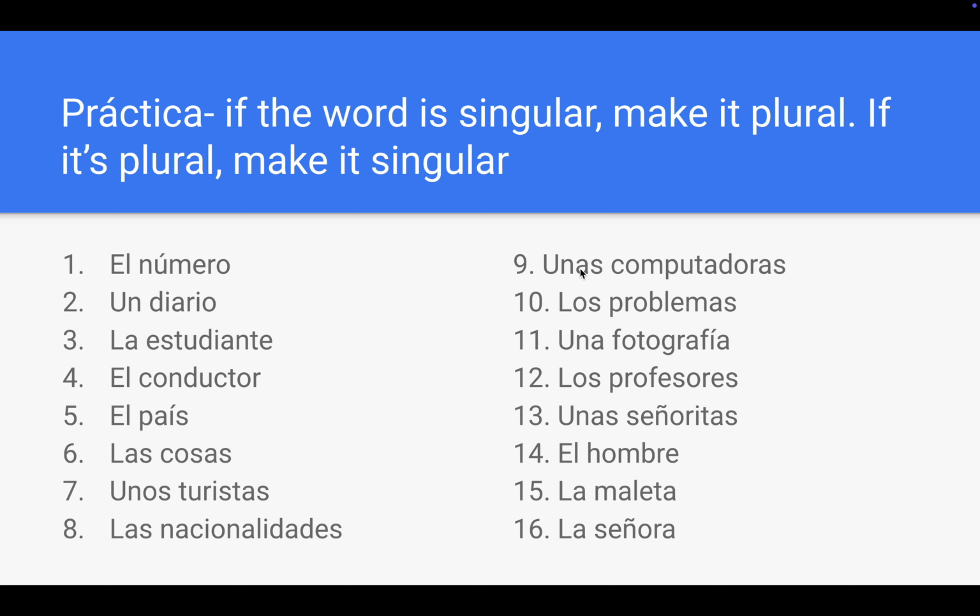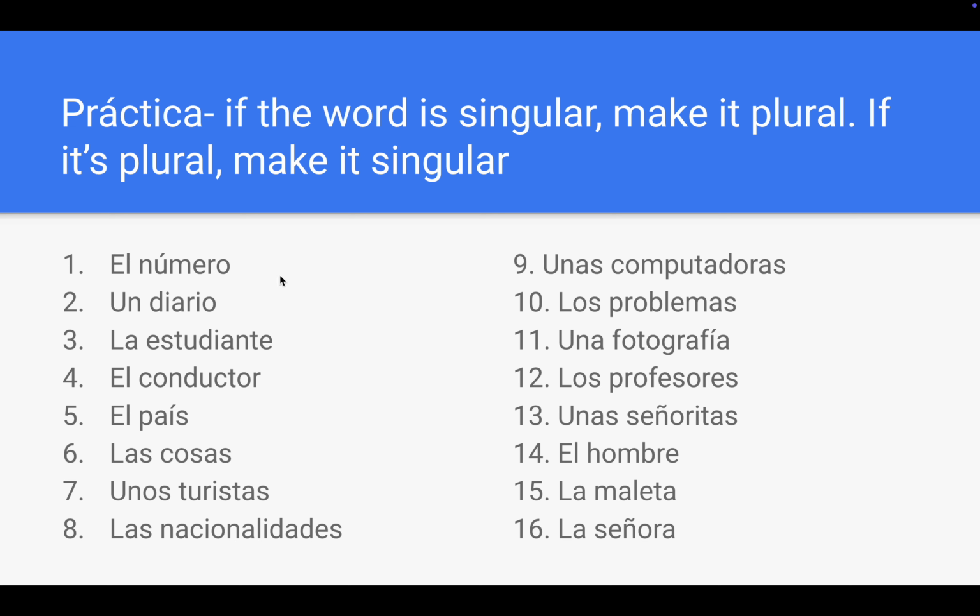Don't change the unas. Don't make this one a definite article. You're going to keep it an indefinite article. You're just making it singular. El número, this one's already singular. You're going to make it plural. Again, this is using a definite article, so you're going to keep the plural version also a definite article.